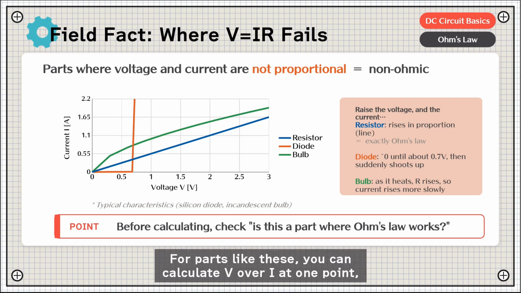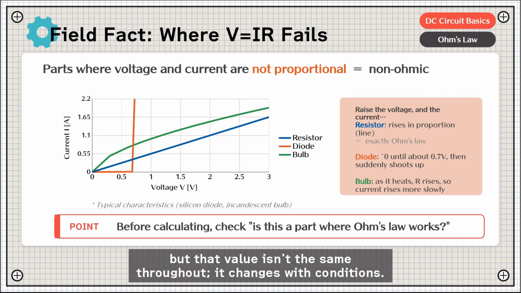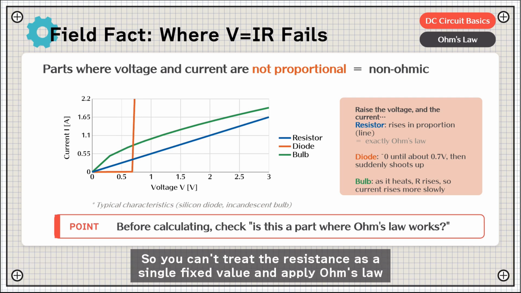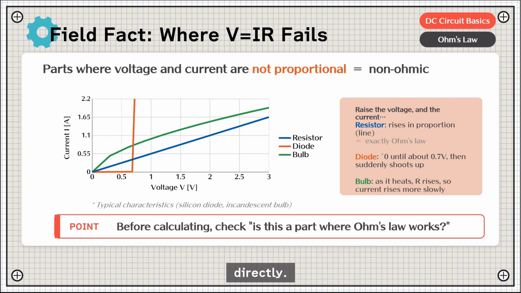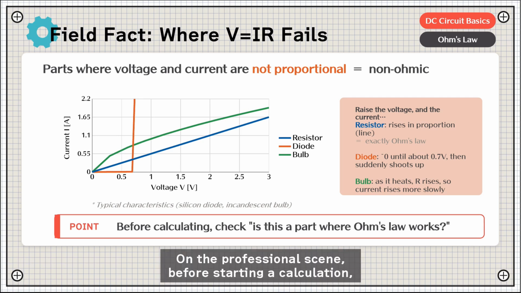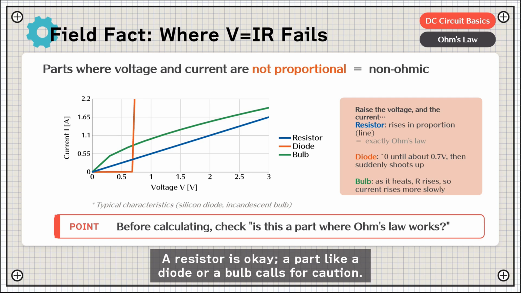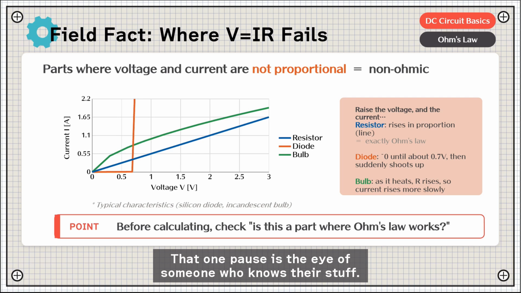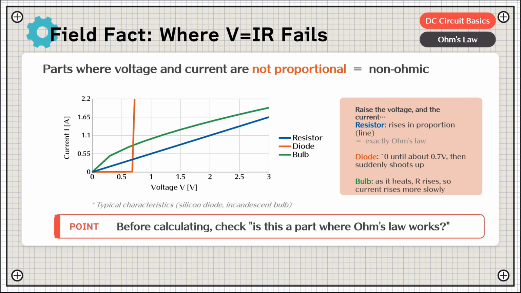For parts like these, you can calculate V over I at one point, but that value isn't the same throughout. It changes with conditions, so you can't treat the resistance as a single fixed value and apply Ohm's law directly. On the professional scene, before starting a calculation, you first check, is this even a part where Ohm's law works? A resistor is okay. A part like a diode or a bulb calls for caution. That one pause is the eye of someone who knows their stuff.